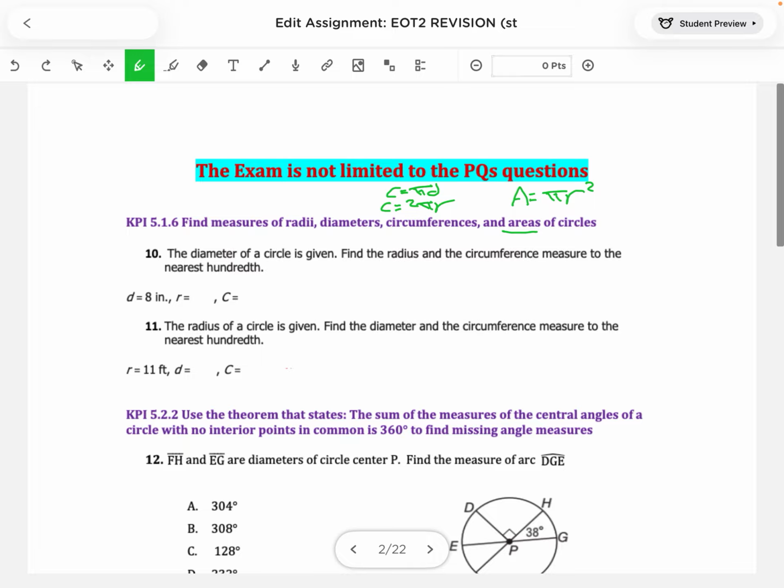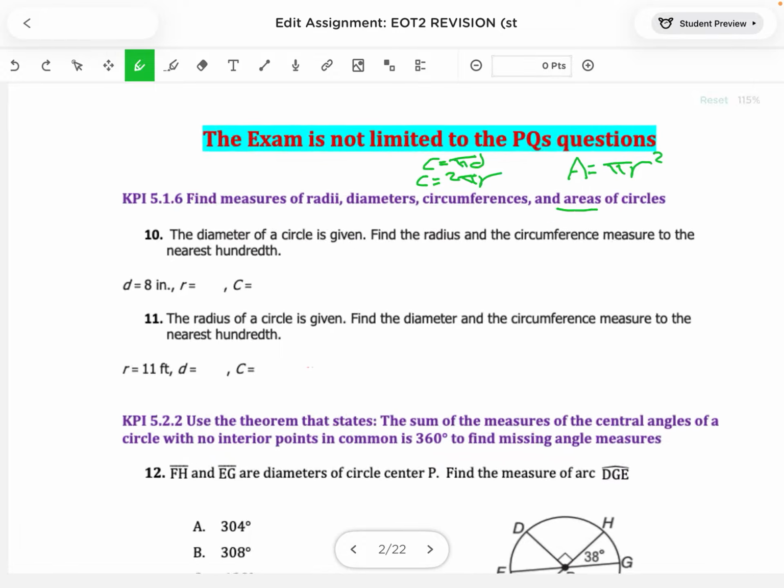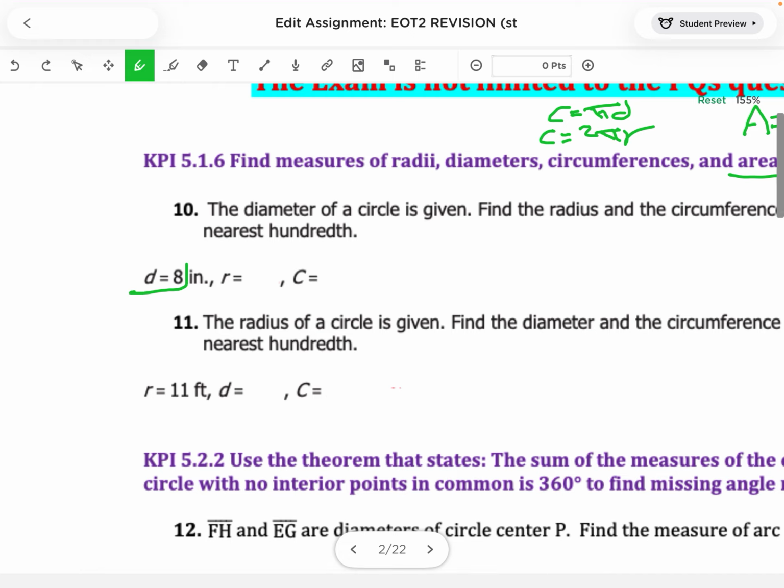The first question, find the radius and the circumference measure to the nearest tenth. The diameter is 8, so the radius will be half, 4. The circumference is pi times D, which is pi times 8, which is 3.14 times 8, and you can calculate the answer.